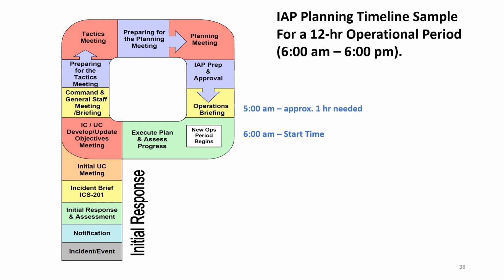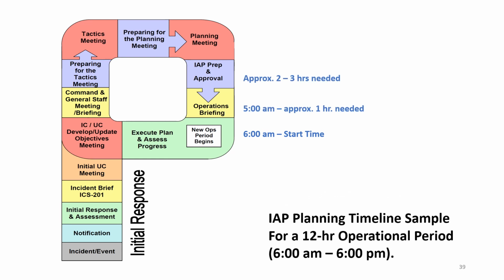Usually, operations brief needs about an hour, so we know it will happen around 5 a.m. But before we can have the ops brief, we must prepare the incident action plan and the work assignment forms, 204s. This is a lengthy process, easily requires about 2 to 3 hours, which means that we know that our planning meeting will take place around 2 a.m.